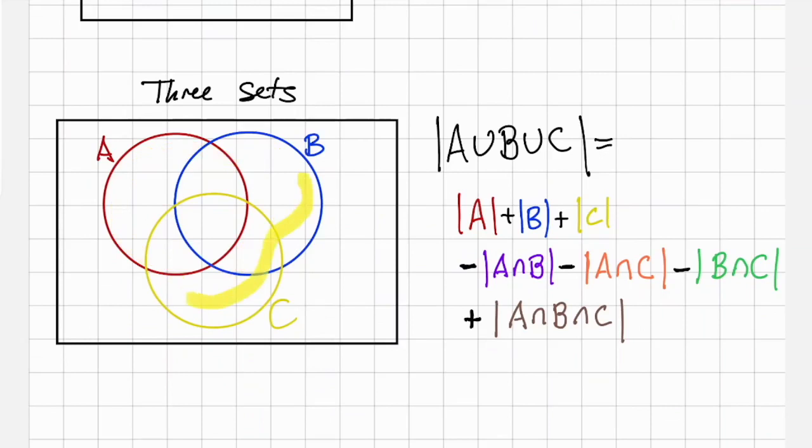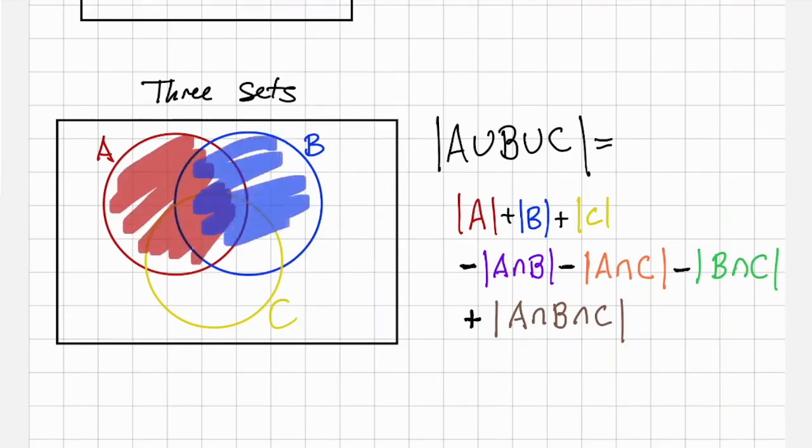Let's say we're trying to figure out how big is the union of A, B, and C. What we can do is count everything that's in the set A, and then we count everything that's in the set B, and then we count everything that's in the set C. We've overcounted everything that's in both A and B, and everything that's in both A and C, and everything that's in B and C. However, by subtracting out all of those intersections, we've now undercounted everything that's in the three-way intersection. So we need to add that back in.